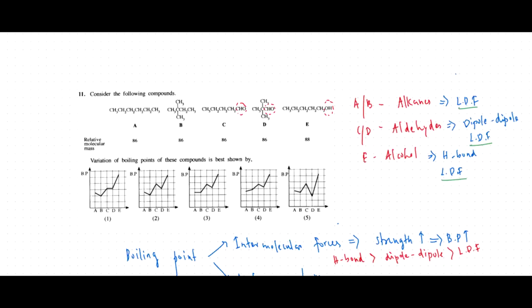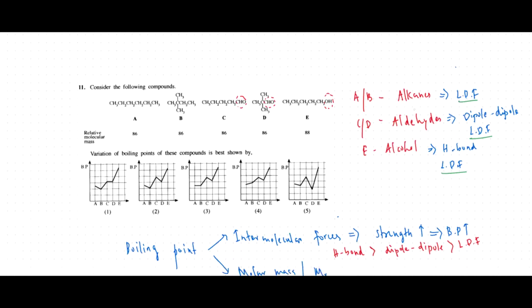So now, after finding the intermolecular forces present in each molecule, you can compare the boiling points to a certain extent. So if we compare the boiling point, you'll know the boiling point of A and B is less than the boiling point of C and D. And the boiling point of C and D is less than E, right? So this is how the boiling point varies.